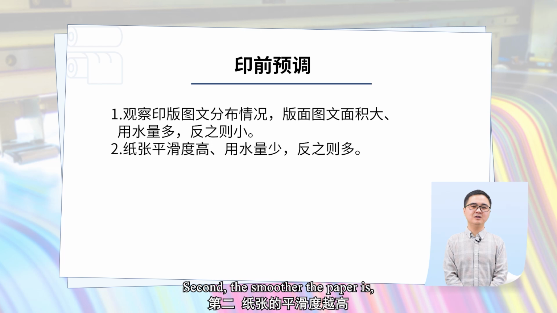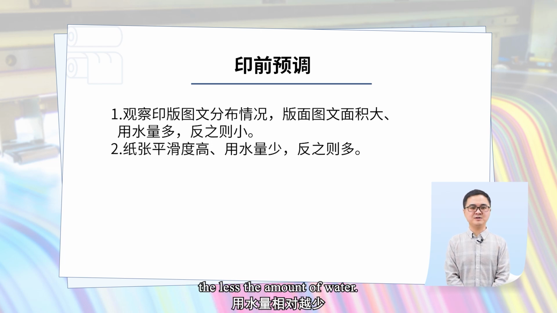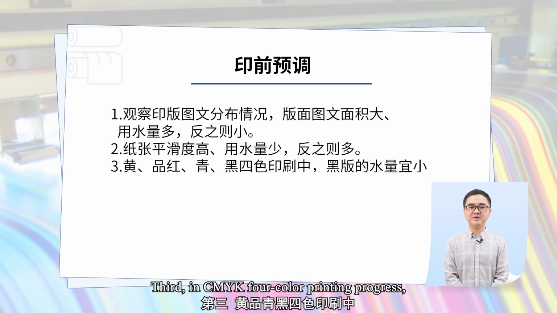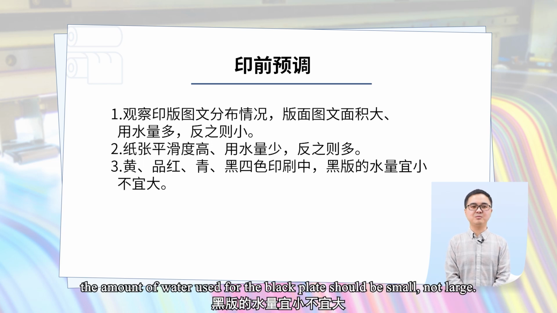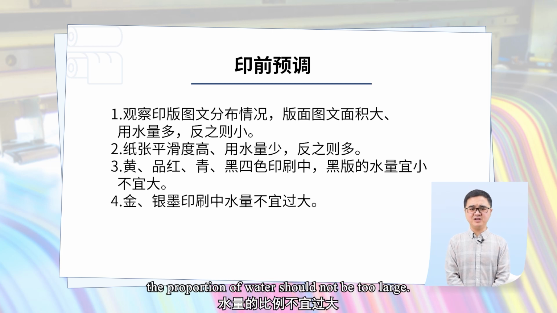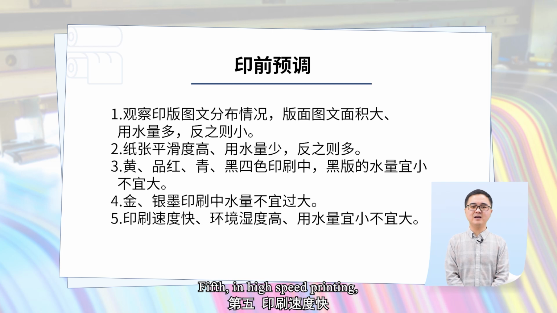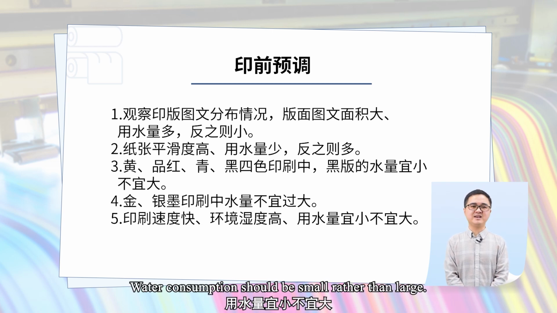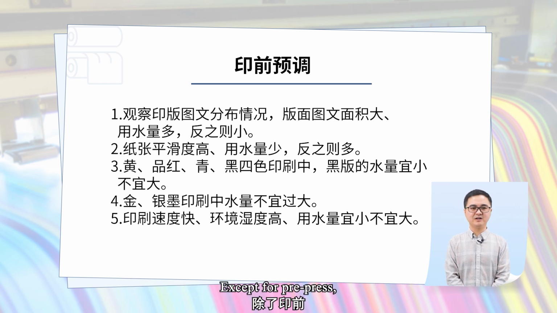So the more water you use. Second, the smoother the paper is, the less the amount of water. Third, in CMYK color printing, the amount of water used for the black plate should be small, not large. Fourth, in gold and silver ink printing, the proportion of water should not be too large. Fifth, in high-speed printing, with high ambient temperature, water consumption should be small rather than large.